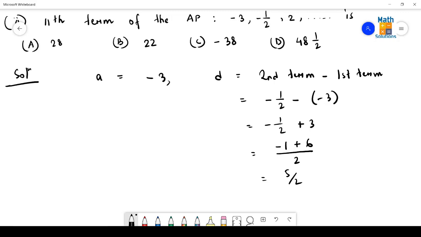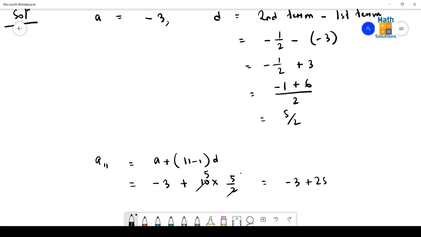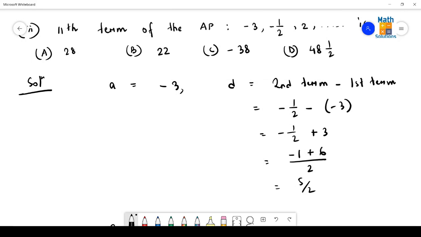So after this, to calculate the 11th term, for calculating the 11th term, A11 I have to consider. So A plus 11 minus 1 D. So what do I have to put? In place of A, I shall be putting minus 3 plus 10 into 5 by 2. On cancellation, it is 5. So result comes as minus 3 plus 25, and here goes the answer as 22. And this is the correct answer. So which option is the correct option? Of course, option B is the correct option. So here goes option B as the correct option.